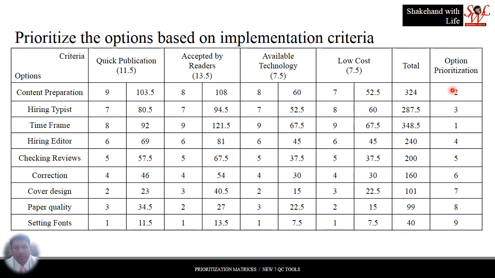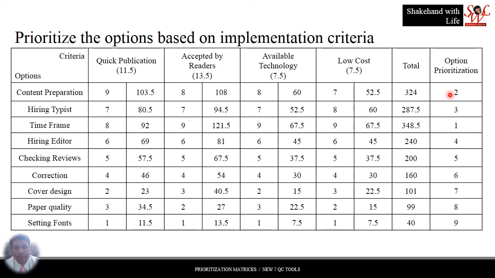Now, how do we prioritize the options? We can prioritize all these options according to this total. 348.5 is the highest total, which is for time frame. Hence, we ranked it 1. That means this option should be implemented first. That is, the writer should decide the time frame first. Then rank 2 is for content preparation, because the total is 324.